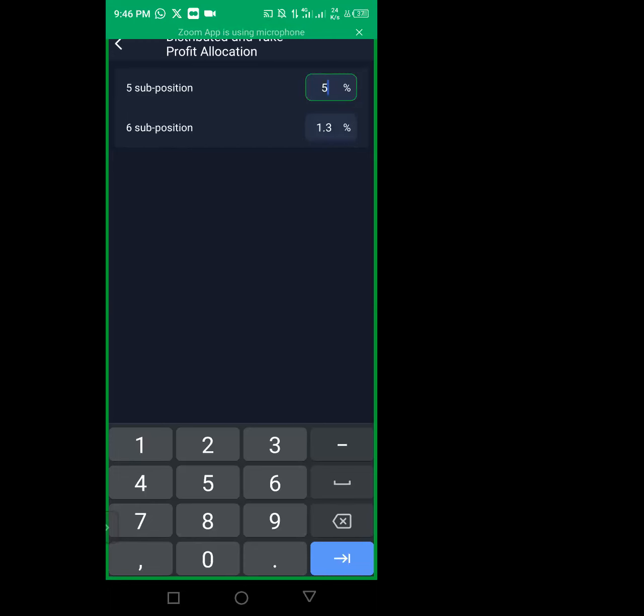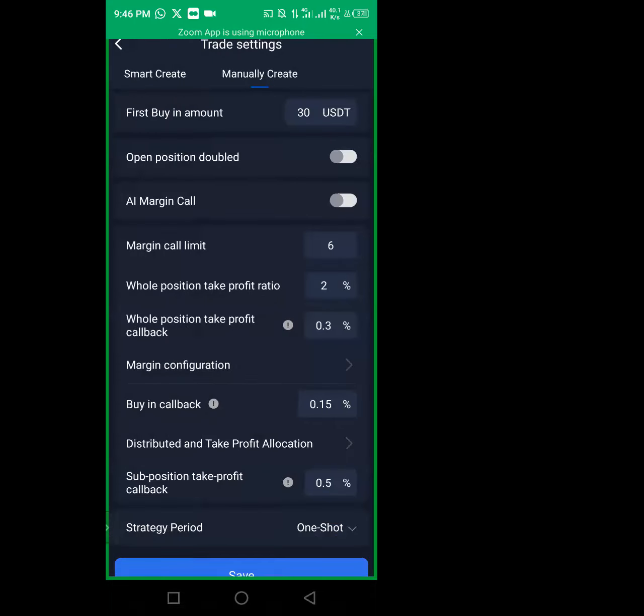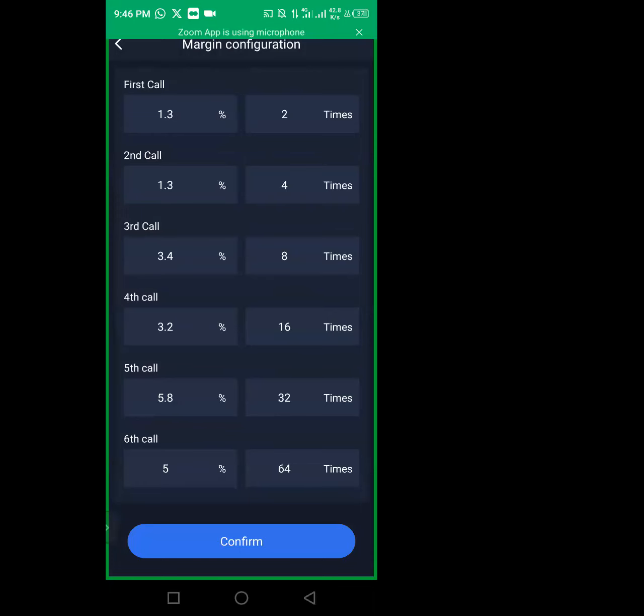So some persons might use a smaller amount of USDT to buy margin 1, margin 2, margin 3, margin 4. But when it gets to the fifth call, they will now use like $50. For the sixth call, they might use 100, depending on their capital. So you might add more capital. If they want to open more margin calls, they can increase the times.